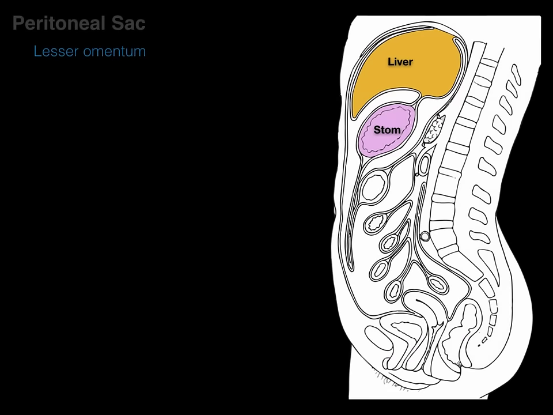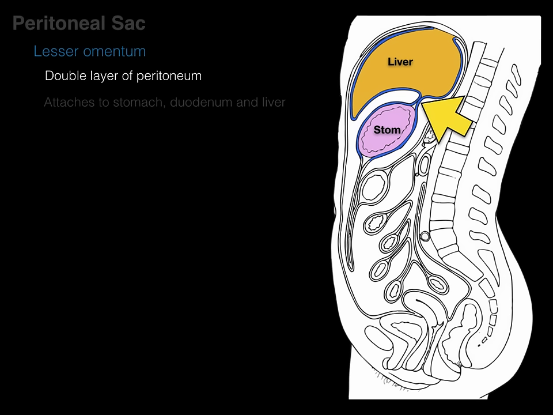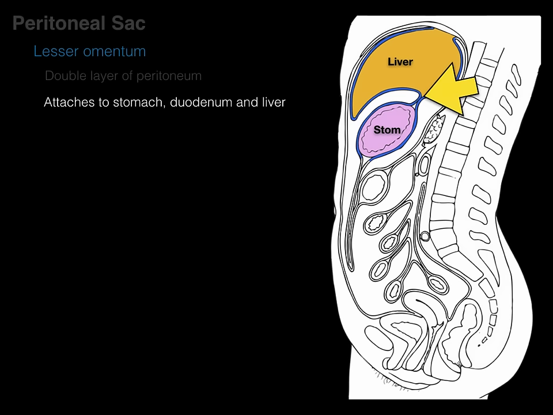Okay, so now let's talk about the lesser omentum. The lesser omentum is a double layer of peritoneum that attaches between the stomach, duodenum, and the liver. And so there is this double layer between the stomach and the liver in this sagittal section, and then it attaches between the liver and the stomach.